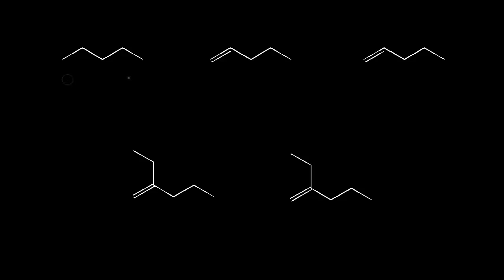We've already seen how to name alkanes. For example, this alkane is 5 carbons, 1, 2, 3, 4, 5, and we know it's called pentane. So what do we do if we're trying to name alkenes? So this compound has a double bond present, but there's also 5 carbons, 1, 2, 3, 4, and 5.